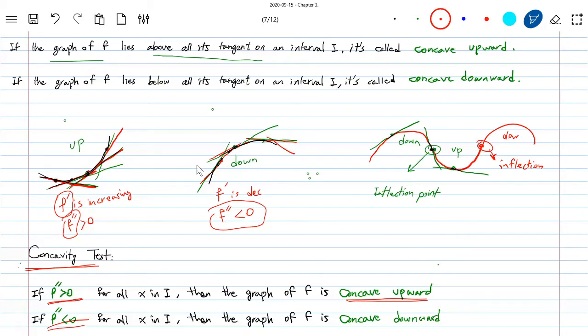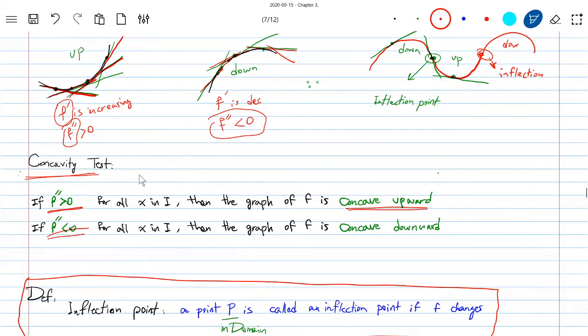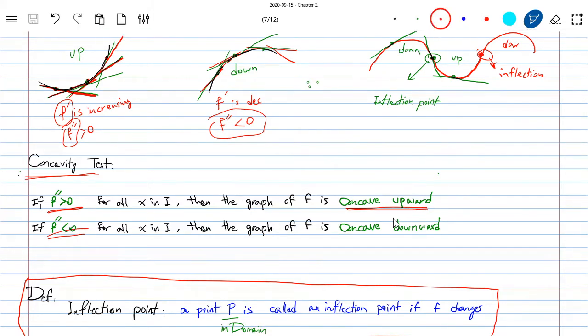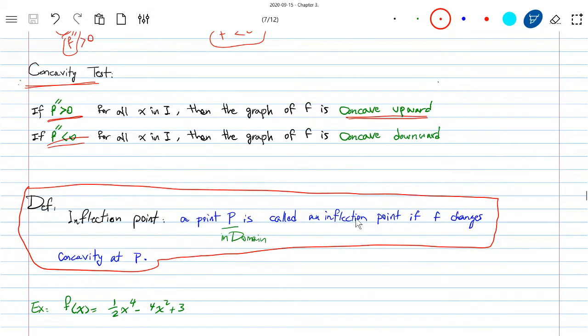The curve is concave down. This is what we call the concavity test. It's similar to the increasing and decreasing test, but it's for the second derivative. It tells you information about the original function. So if the second derivative is positive, then you have a concave upward graph. If the second derivative is negative, you have a concave downward graph.